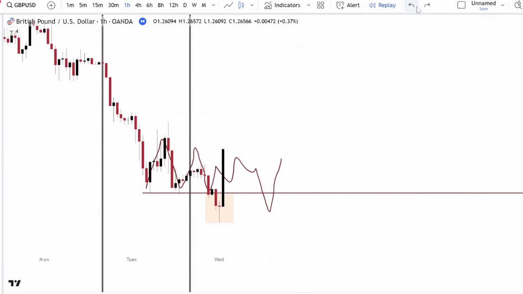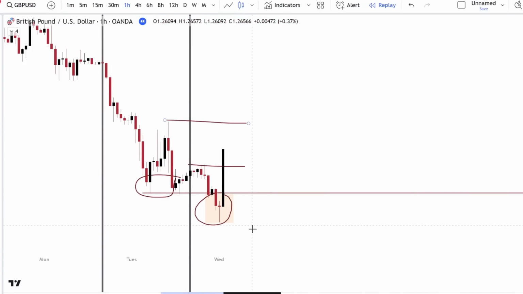But the fact that liquidity was built in 1 day and the next day instantly price took out that level and came back inside of the micro range, now you're looking for a rejection back inside of the range and an expansion.